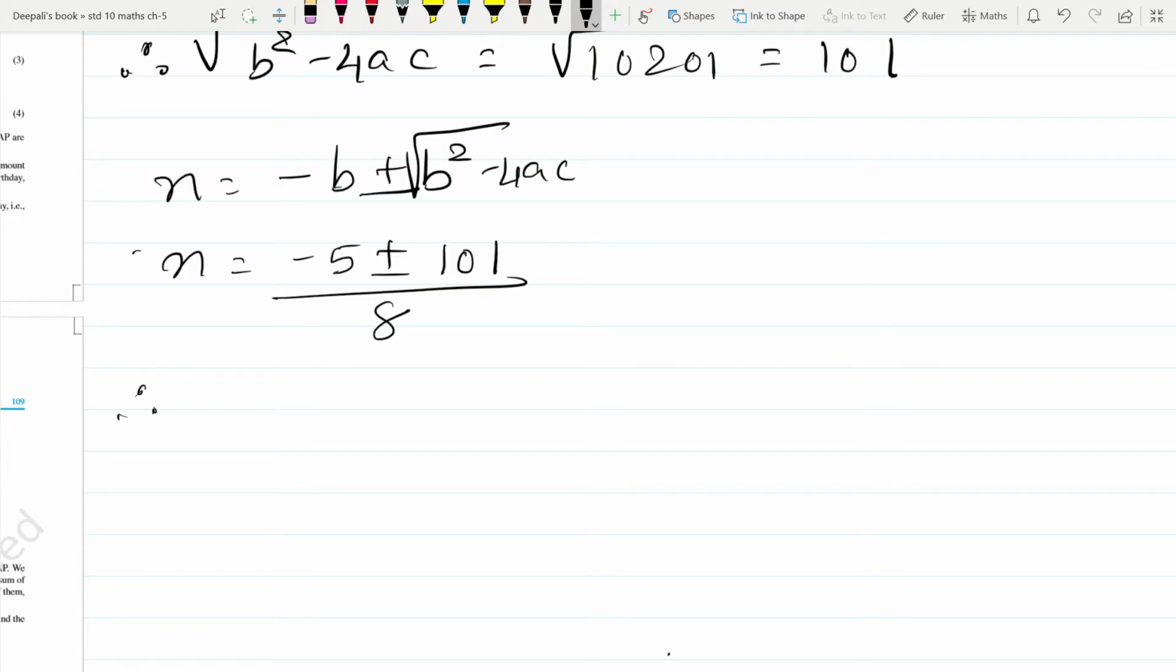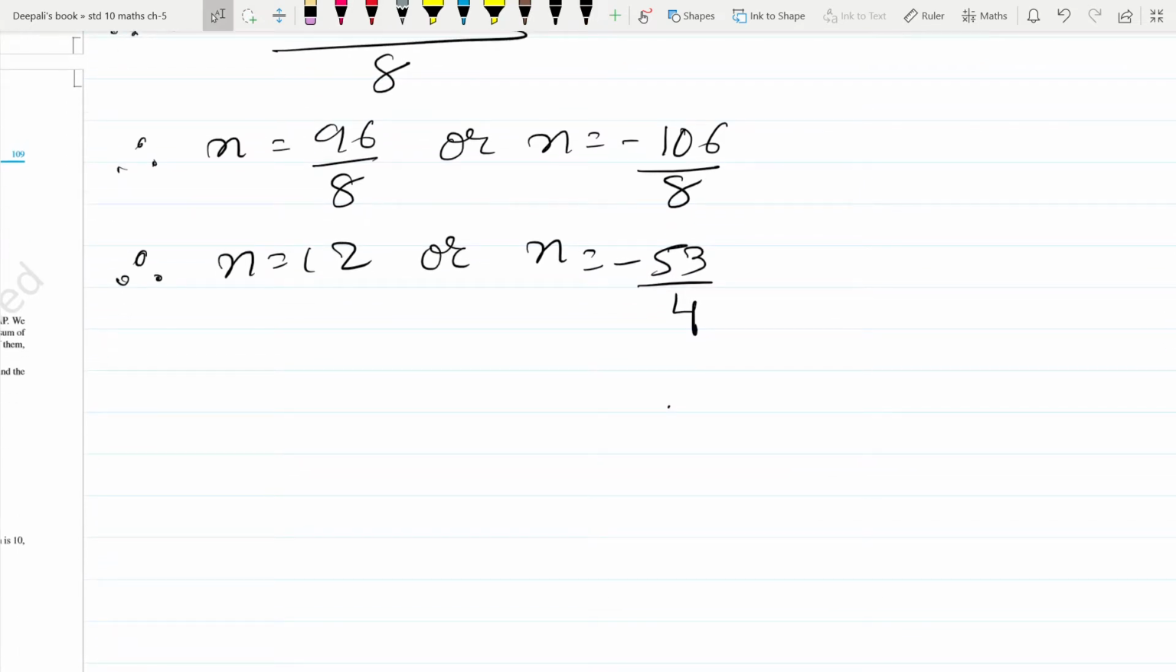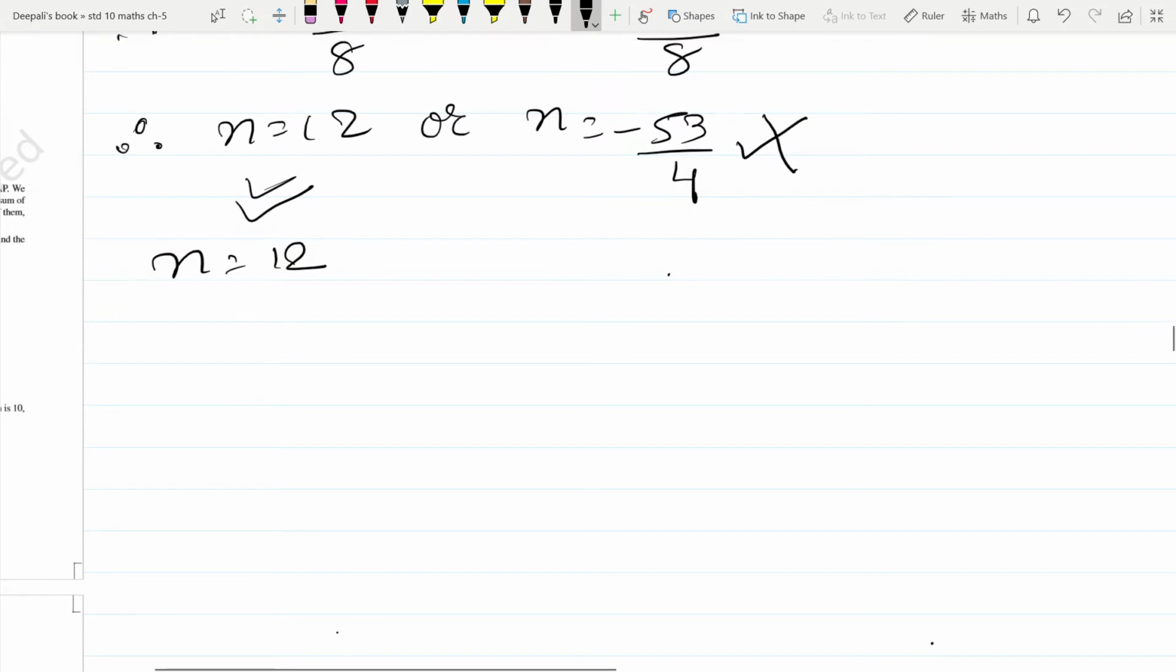Therefore, N is equal to 96 upon 8 or N is equal to minus 106 upon 8. Therefore, N is equal to 12 or N is equal to minus 53 upon 4. Now, we know that N has to be a positive integer, so this is not possible for the value of N. This is possible. So N is equal to 12. There will be 12 terms.